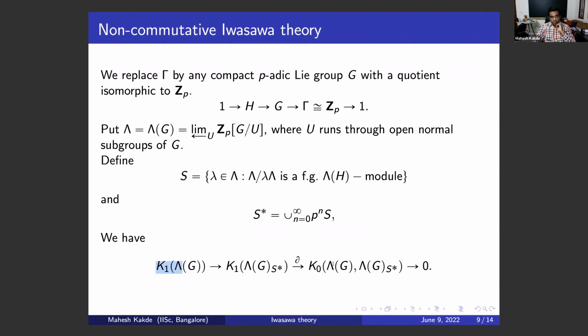On one hand, you can ask, in this exact sequence, there's nothing special about 1 and 0 here. You can also have K2 of Lambda(G) to K2 of Lambda(G)_S-star to the relative K group, and so on. For higher K groups, it's not clear whether the maps are surjective or not. Nevertheless, you always have at least this portion of the exact sequence with K_m, K_m, and then relative K_{m-1}.